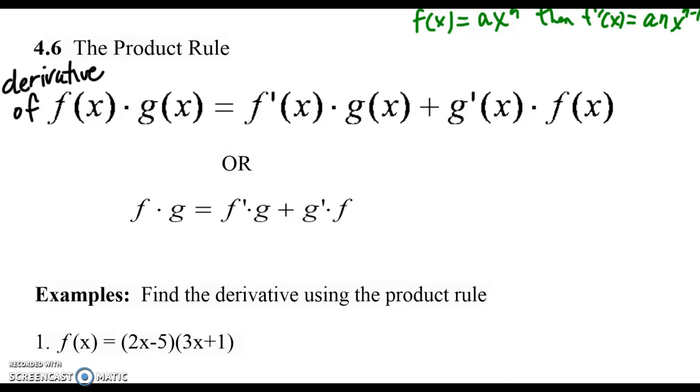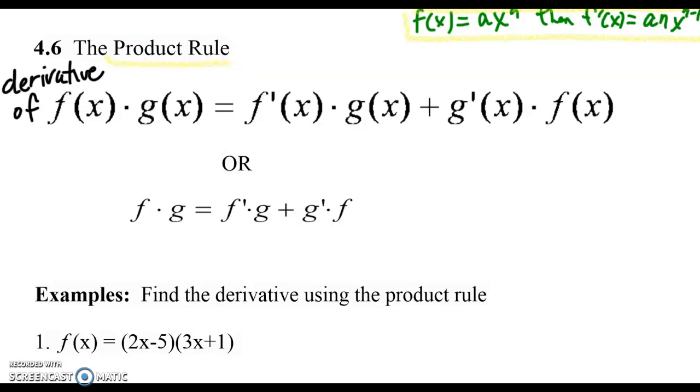Today we're going to learn 4.6. This is the product rule. So we're going to find the derivative of two things being multiplied together. So far we have learned the elementary rule of differentiation. This is the elementary rule because it's the easiest. It's the one we use the most often. So let's explore now the product rule.